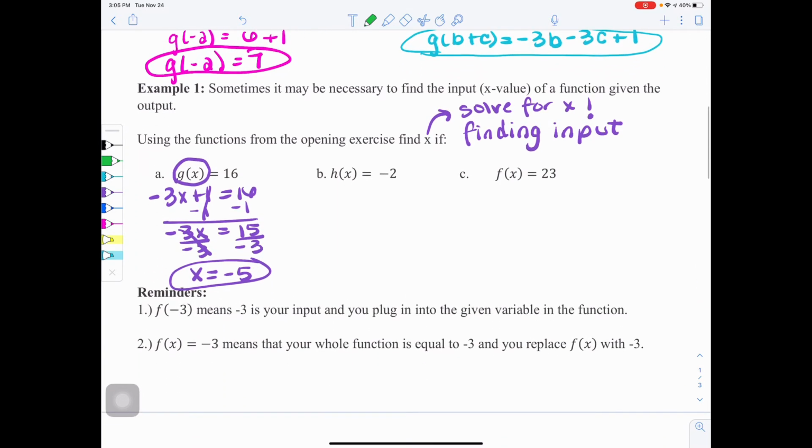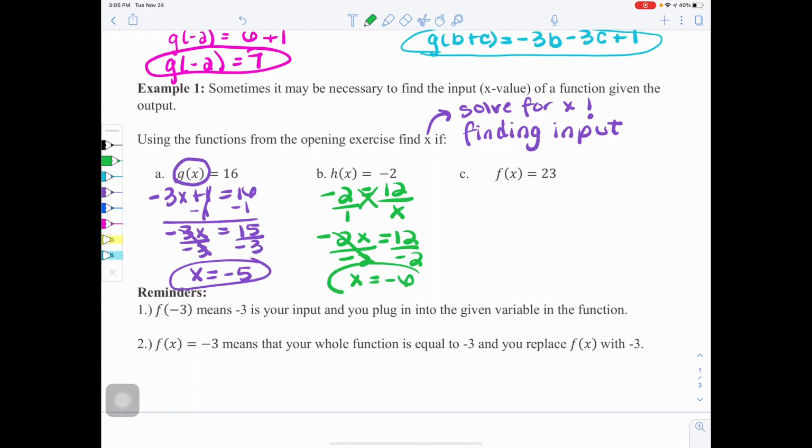So now I know that -2 is going to equal 12 over x. I can make a proportion by putting negative 2 over 1 and cross multiplying to see that negative 2x equals 12. Then divide both sides by negative 2, which gives me x equals negative 6. So my input would have been negative 6.